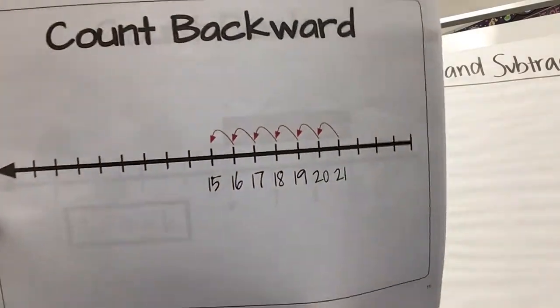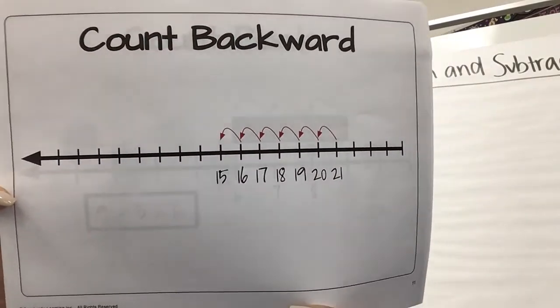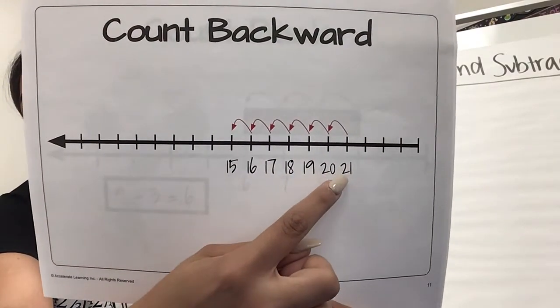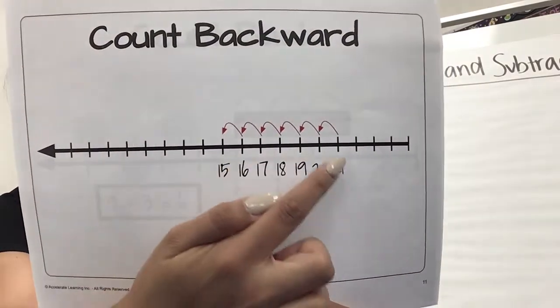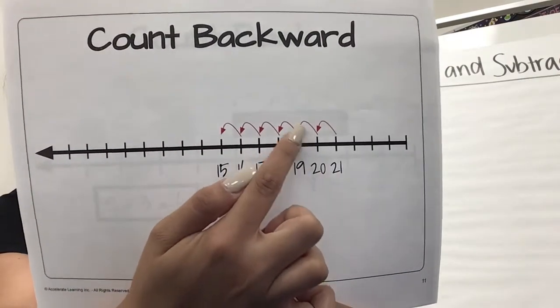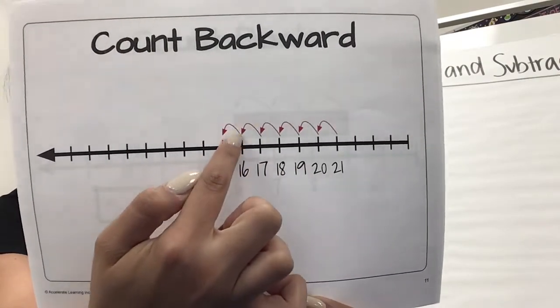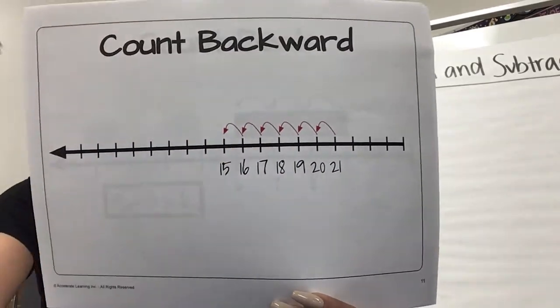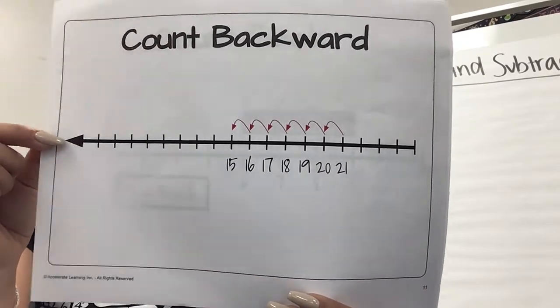Count backward. It's the same thing, you just start at a number and you count backwards on the number line. So 1, 2, 3, 4, 5, 6, and you land on the number 15. So you're just counting backwards.